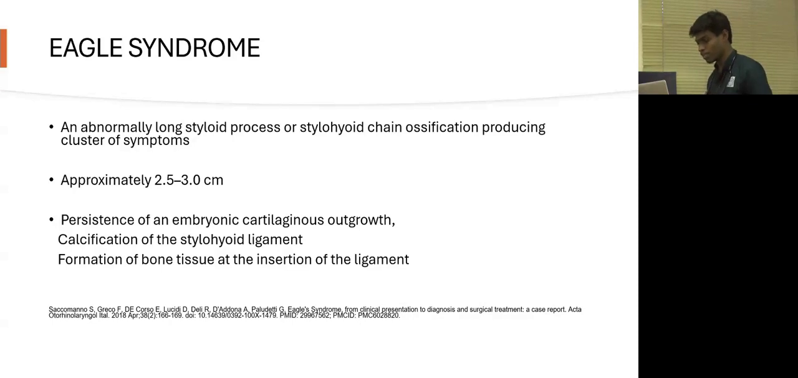The normal approximate size of the styloid process is almost 2.5 to 3 centimeters. When it exceeds 3 centimeters, it can lead to all these symptoms, and the symptom cluster is termed Eagle syndrome. The reason for this elongation of the styloid process can be persistence of embryonic cartilaginous outgrowth, or calcification of the stylohyoid ligament, with formation of bone tissue at the insertion of the ligament.